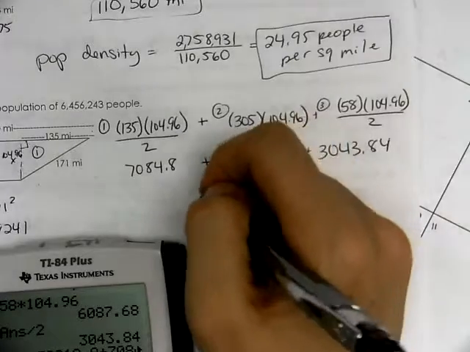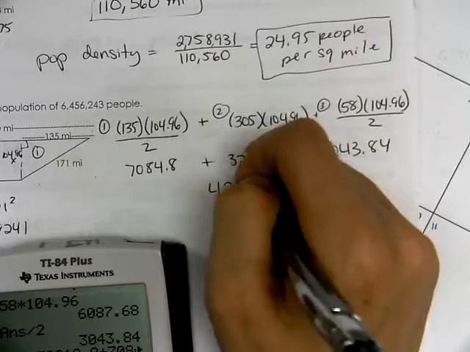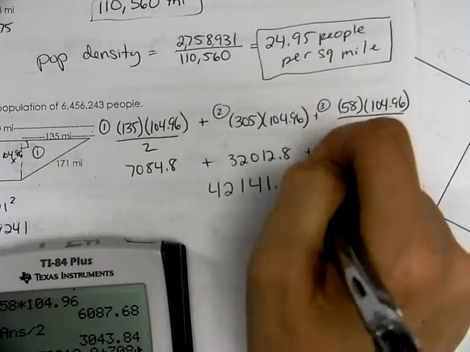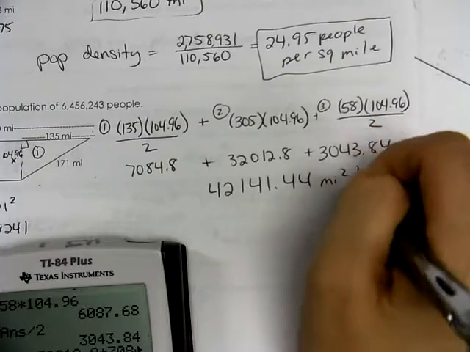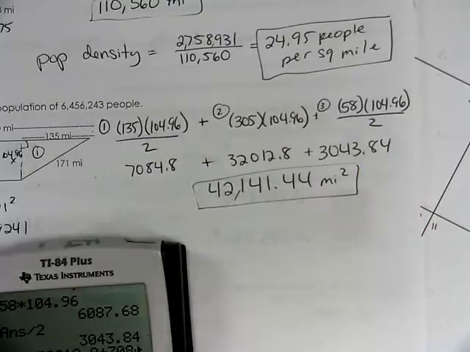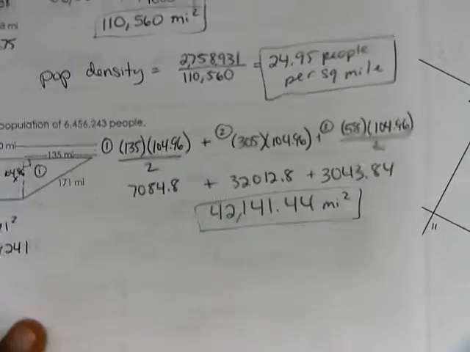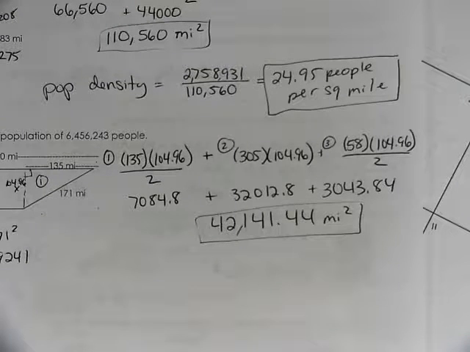So if I add them all up, I get 42,141.44 square miles. So Tennessee itself, the state, is even smaller. Because Nevada was 110,000 square miles. Tennessee is only 42. We would do Michigan, but that would be really hard to break up.